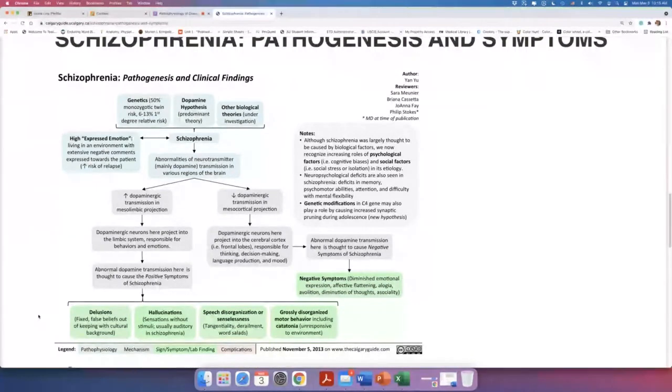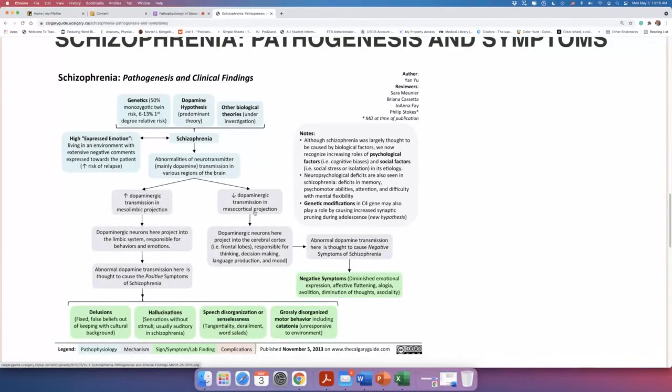Delusions, hallucinations, disorganized speech, disorganized motor behavior. Now notice that the positive and negative symptoms are produced by different mechanisms. For example, the negative symptoms are produced by decreased dopamine in a pathway that goes to the brain cortex, and the positive ones are a result of increased dopamine in the limbic system.